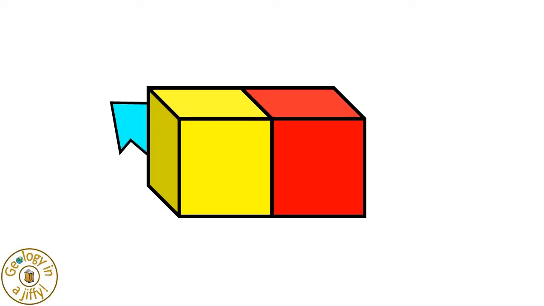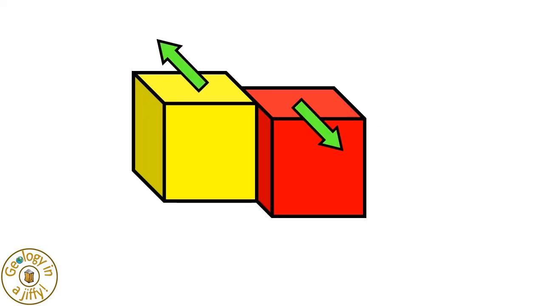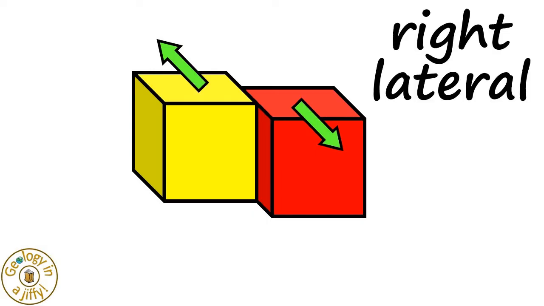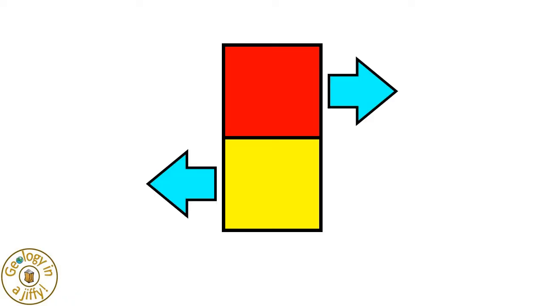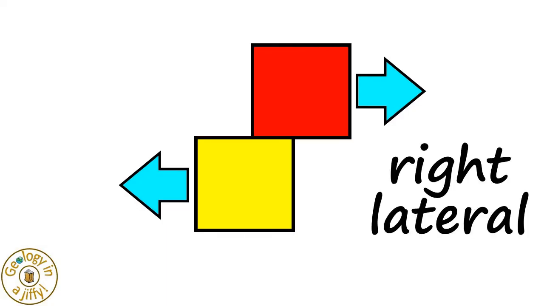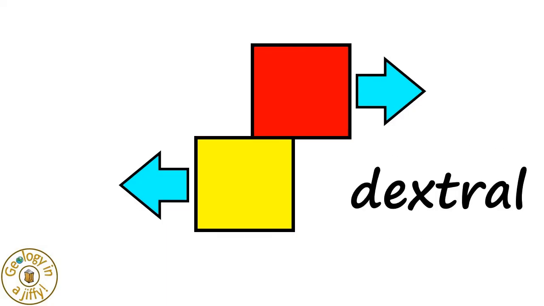The second type of strike-slip fault happens when one of the blocks of rock is forced sideways to the left in relation to the other block, giving us a right lateral strike-slip fault. If we look at this from above, we see the yellow block moves to the left, meaning the displacement of the red block is to the right, making this a right lateral strike-slip fault, also known as dextral movement.